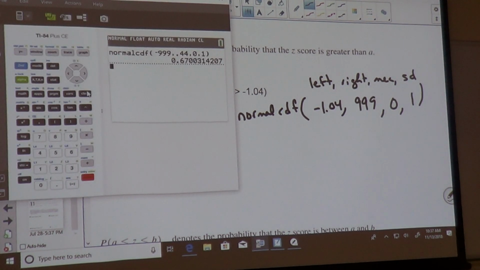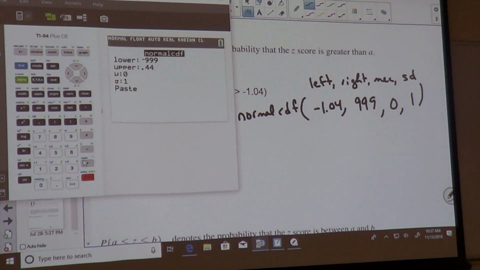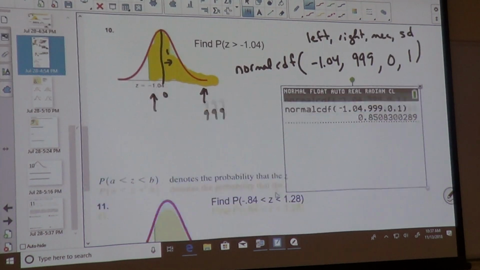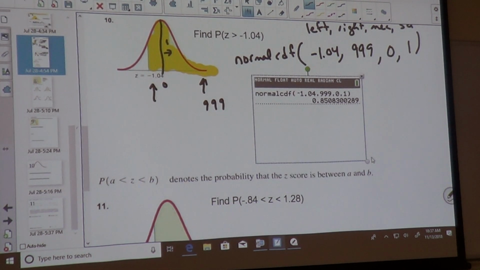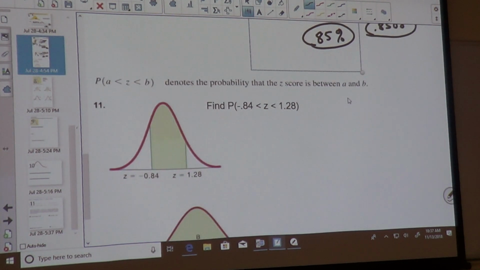So I'm going to do second vars, go down to normal CDF. It's going to be negative 1.04, 999, 0, 1. So what percent of that graph is shaded? 85%. Now, sometimes they'll say, give it to me as a decimal to 4 places. That would be the answer if they wanted it to a decimal to 4 places. Cool?